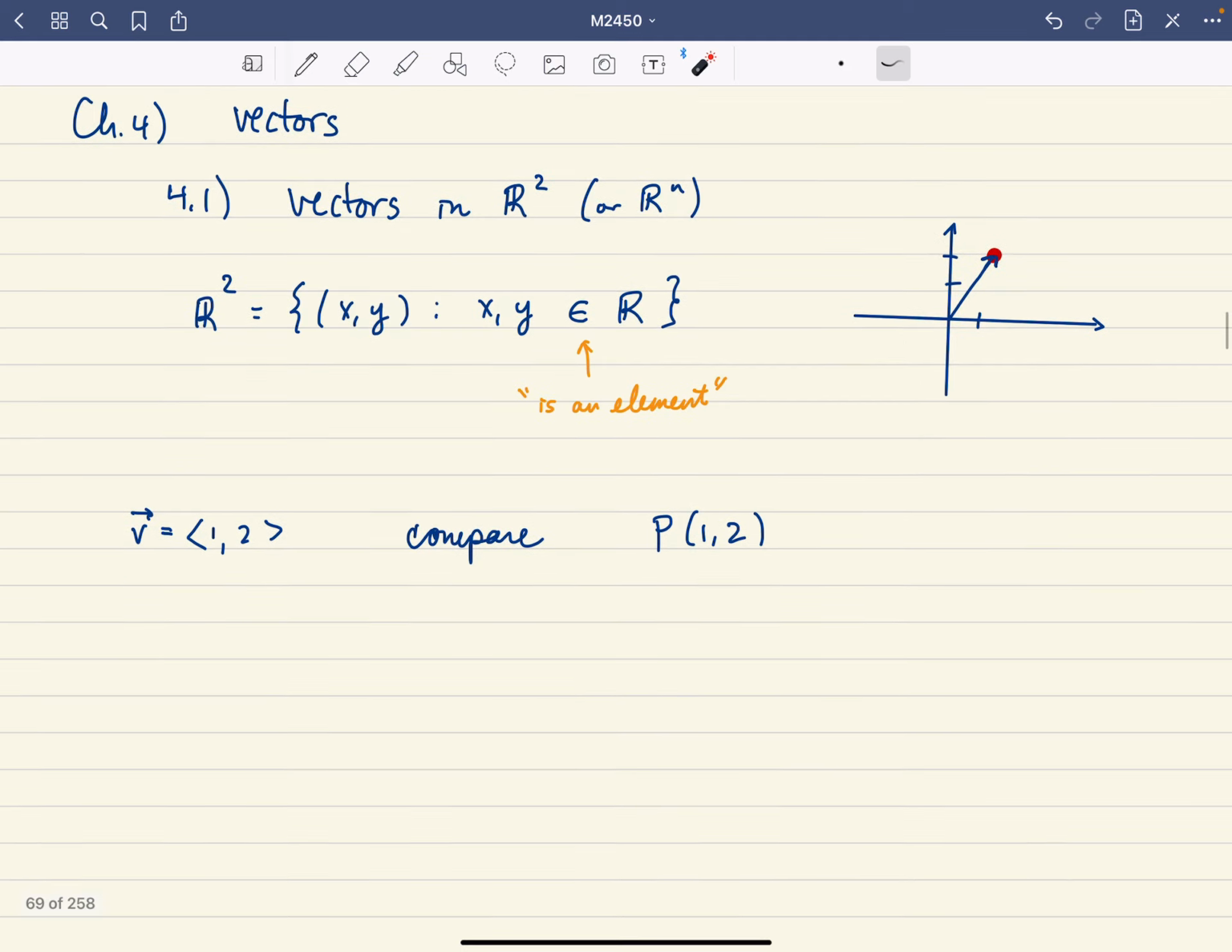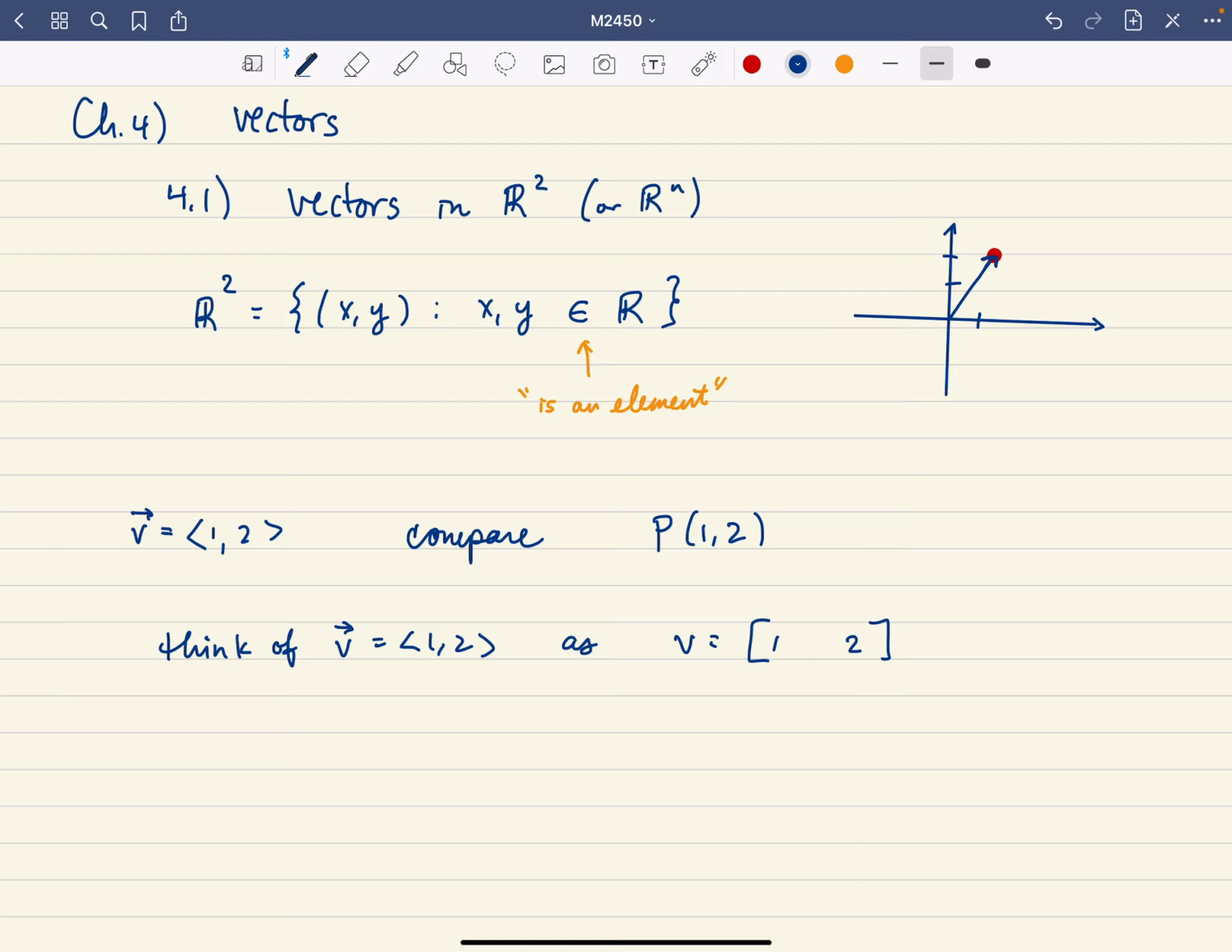Also, the reason why we're talking about vectors here, there's a multitude of reasons, but one is that you can think of a vector as a 1 by 2 matrix. So a vector in R2 you can think of as a 1 by 2 matrix. You can think of this vector v as a 1 by 2 matrix. So you would have 1, 2.